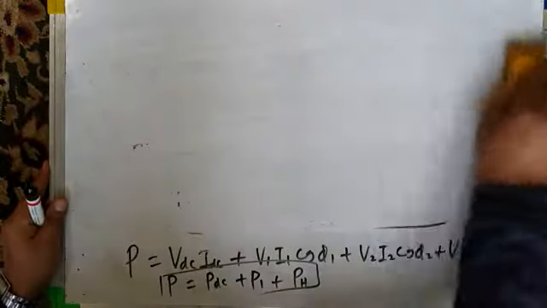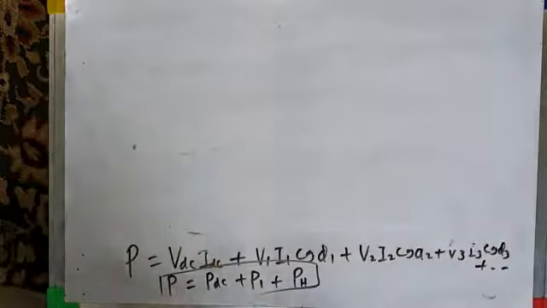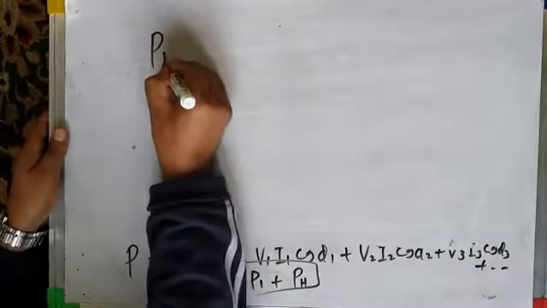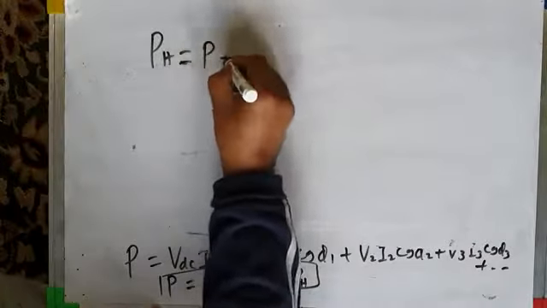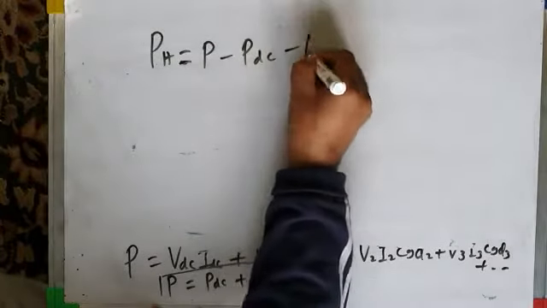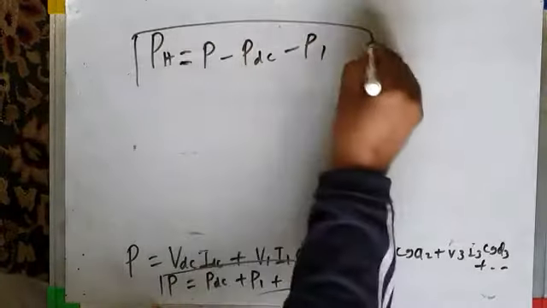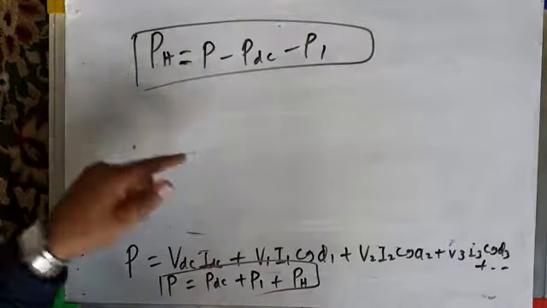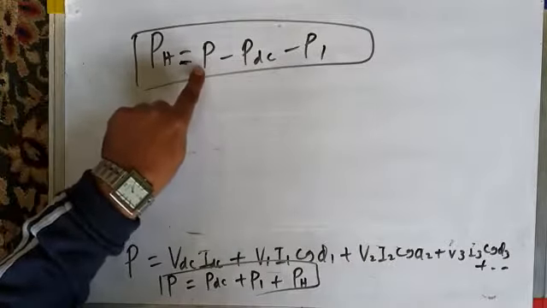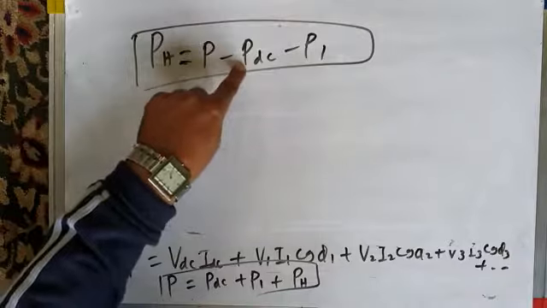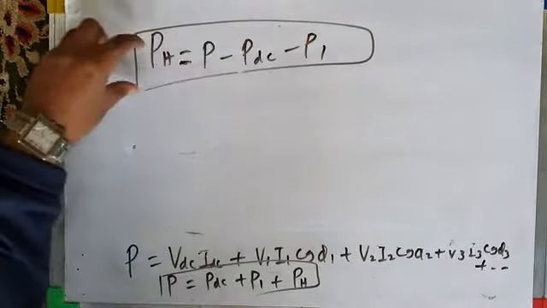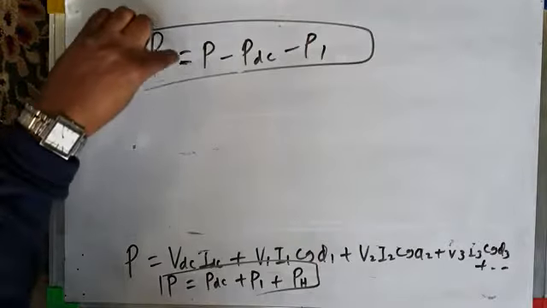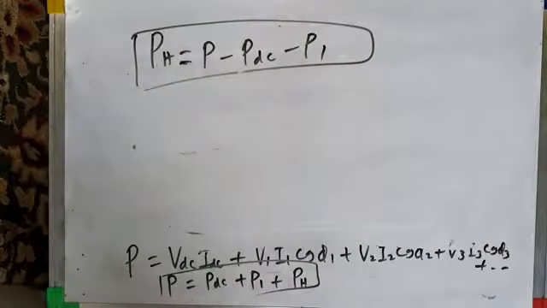Now, if you have to find the harmonic component of power alone, PH, so from this equation, that is given by P minus PDC minus P1. If there is an offset in the system, then from the total active power remove that offset power and remove the fundamental component. After removing these two components, whatever remains with you is only and only harmonic power.